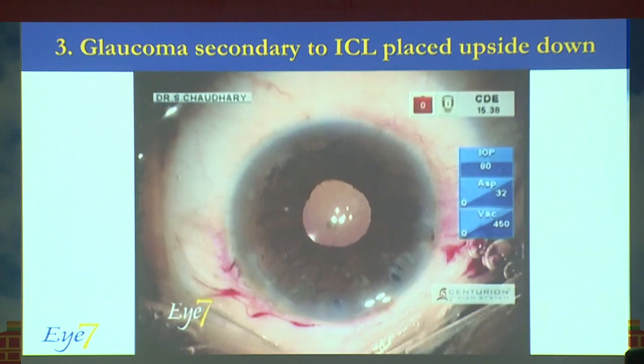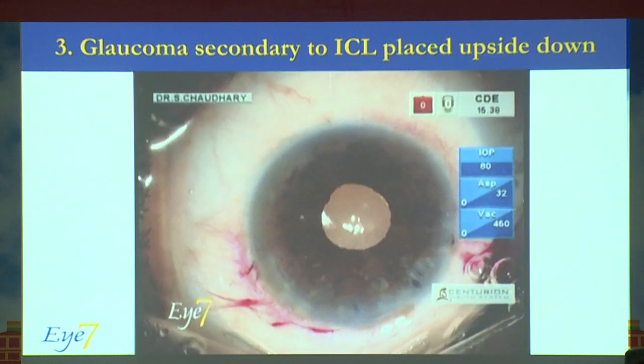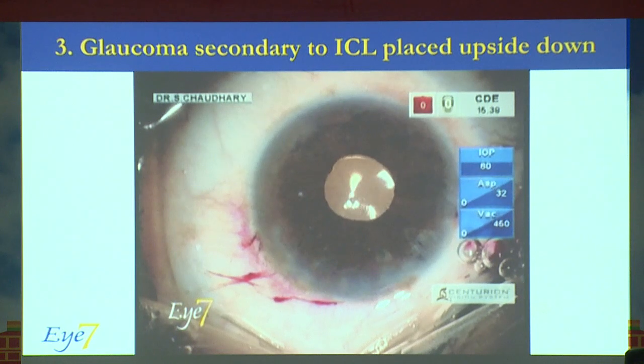And the question was, should I put in another lens or not? So this was a lens without the central hole. So we got another lens with the central hole. We placed it back. But what is noticeable is that even after 4 years and the glaucoma, there was no cataract.